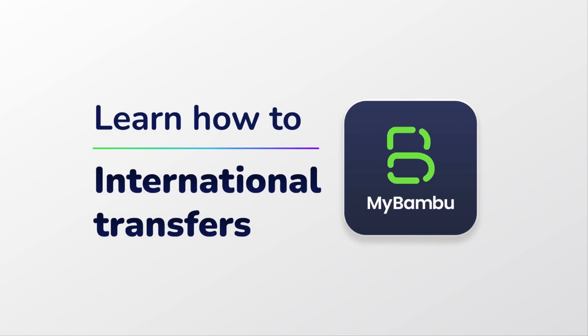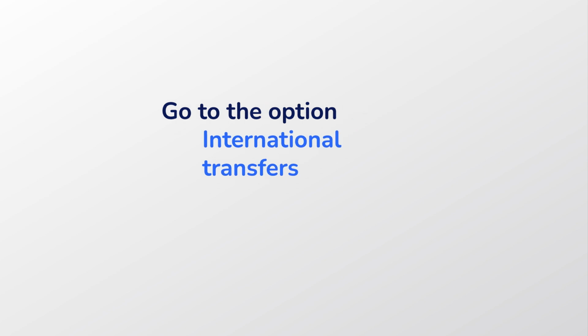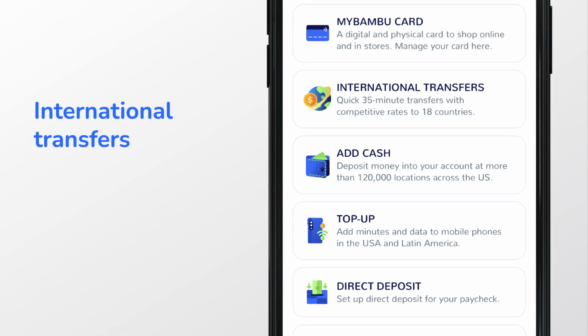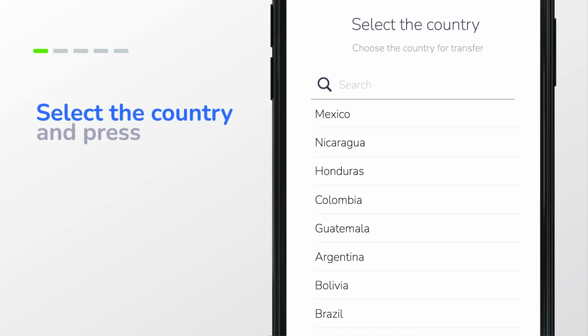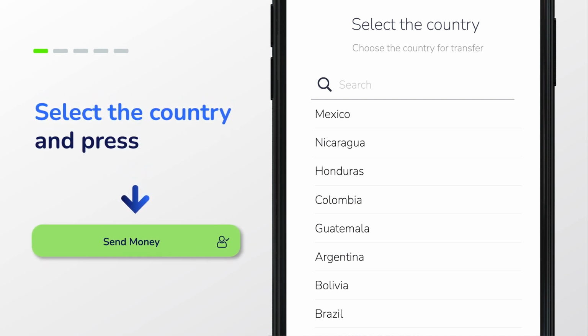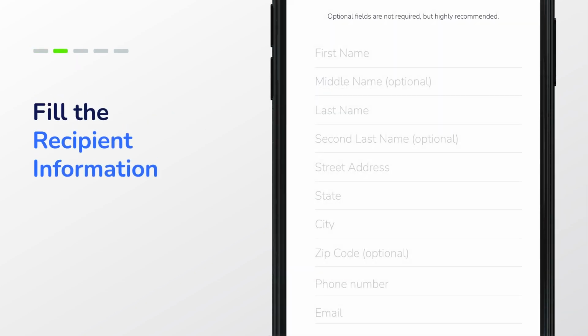Learn how to send international transfers. Go to the option International Transfers. Select the country and press Send Money. Fill the recipient information.